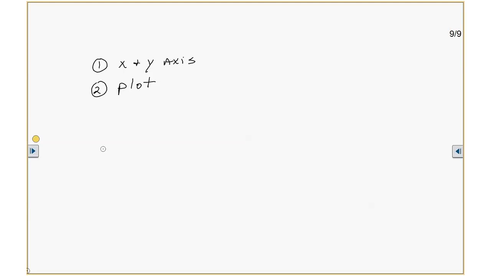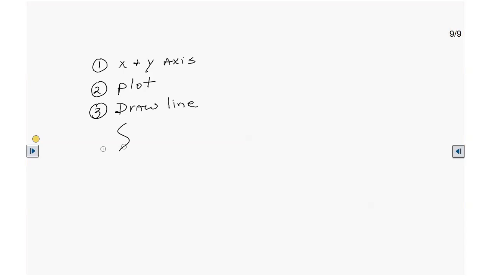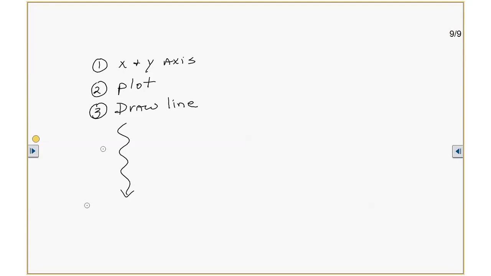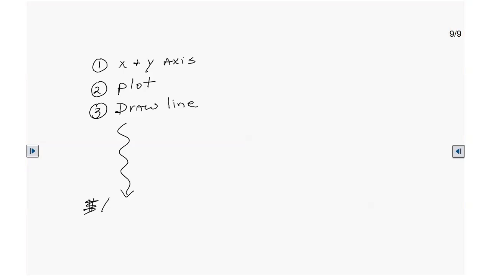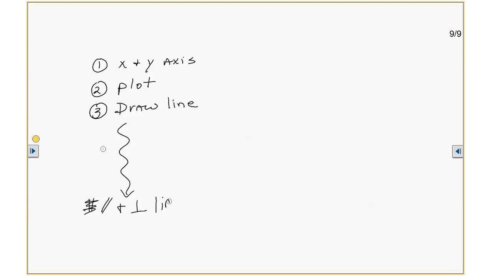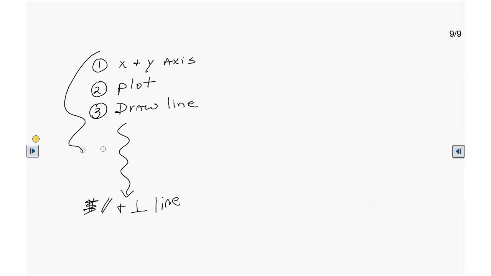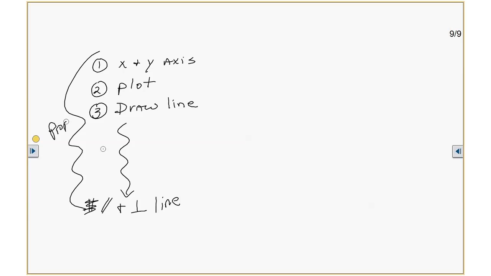But this is what you're responsible for so far. You should be able to know the X and Y axis. That should come from prior. You should know how to plot a point. You should know how to draw a line. And then, of course, what we went over today, down to parallel and perpendicular lines. Now that includes all the properties of graphing.